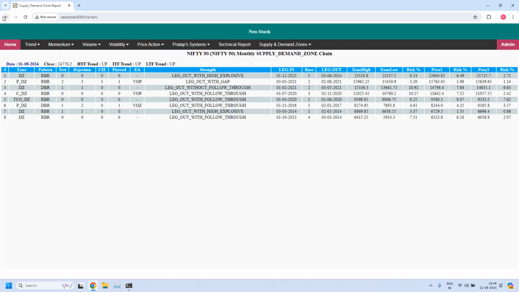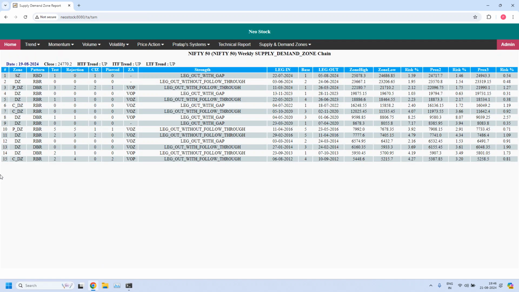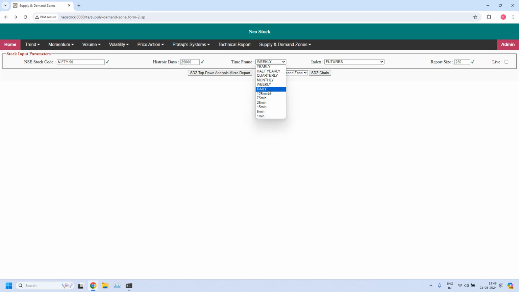Okay, the next time frame is weekly. I am generating weekly supply demand zone chain for NIFTY. And the next time frame is daily, generating daily supply demand zone chain for NIFTY.